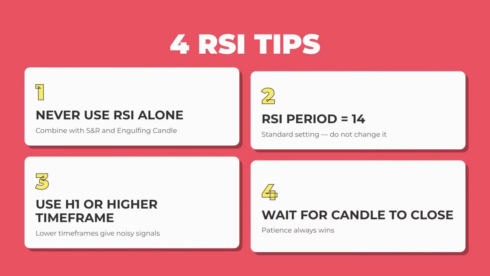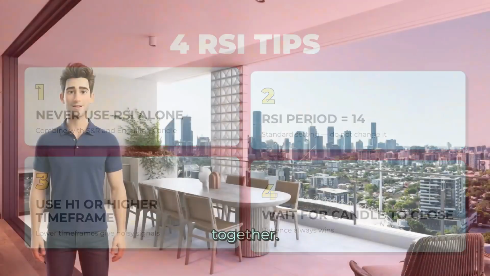Tip 3. RSI works best on higher time frames. On the H1 chart, it gives clean, reliable signals. On very short time frames like the 5-minute chart, it can be noisy and unreliable. Tip 4. A Relative Strength Index spot on your chart does not mean enter immediately. Wait. Let the engulfing candle fully close first. Patience always wins. So let us bring everything together.